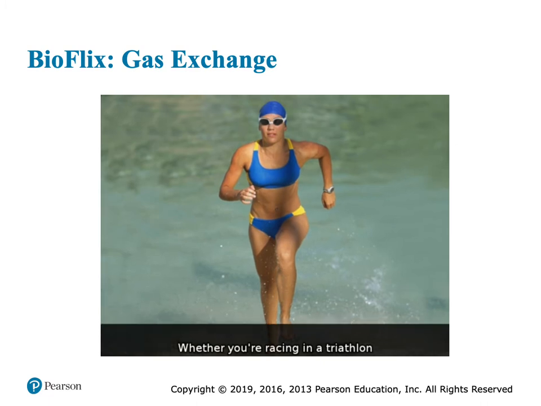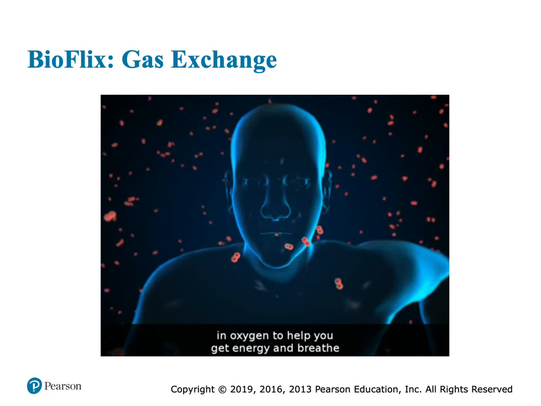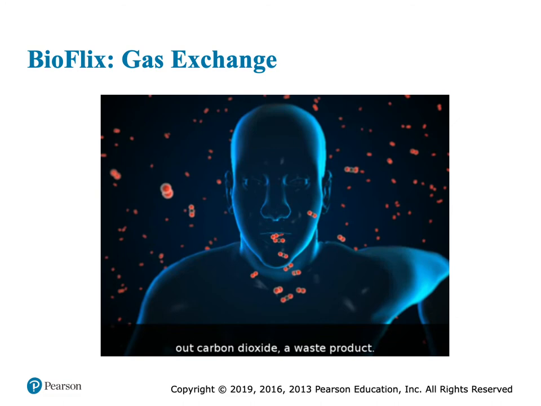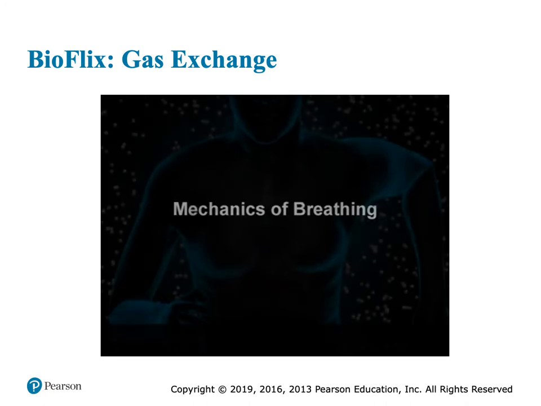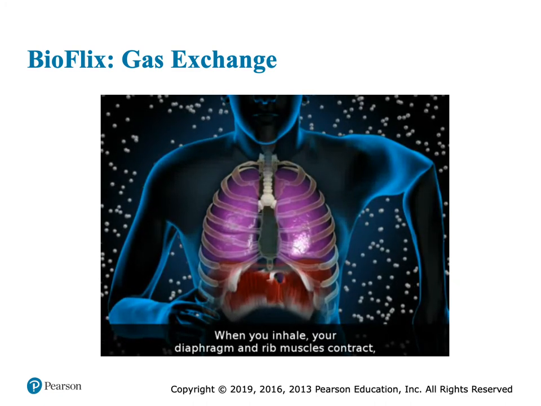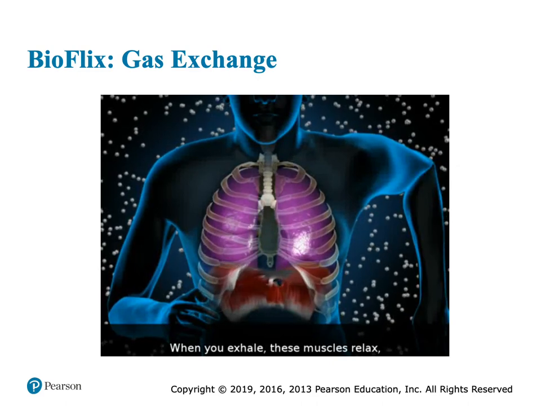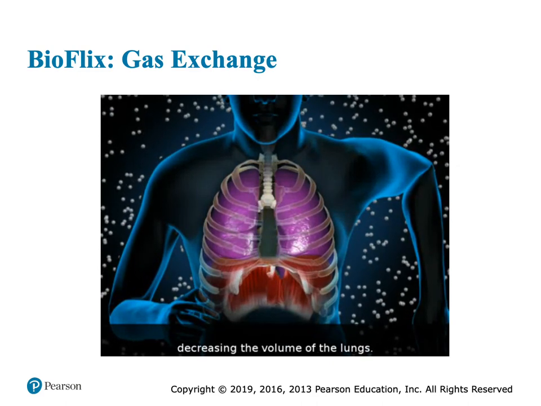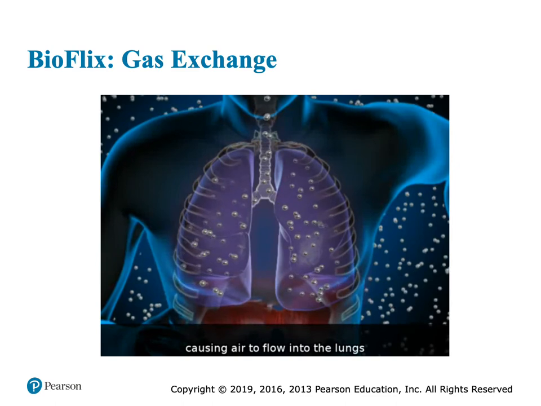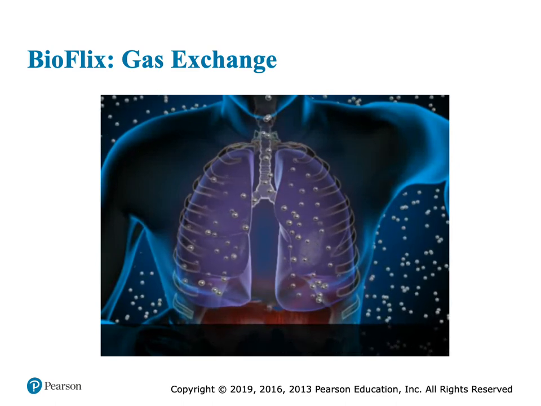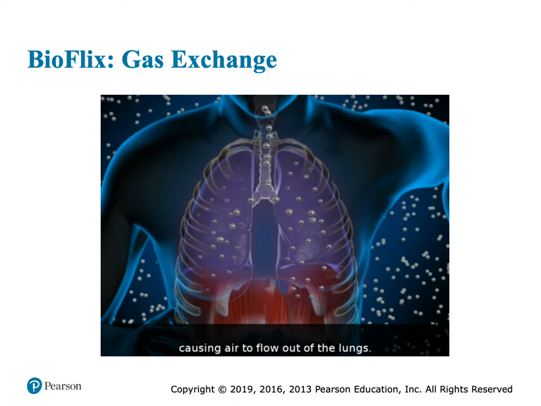Whether you're racing in a triathlon or doing something less strenuous, you need to breathe in oxygen to help you get energy and breathe out carbon dioxide, a waste product. When you inhale, your diaphragm and rib muscles contract, increasing the volume of your lungs. When you exhale, these muscles relax, decreasing the volume of the lungs. When the lungs expand, air pressure in the lungs drops, causing air to flow into the lungs. When lung volume decreases, air pressure increases, causing air to flow out of the lungs.